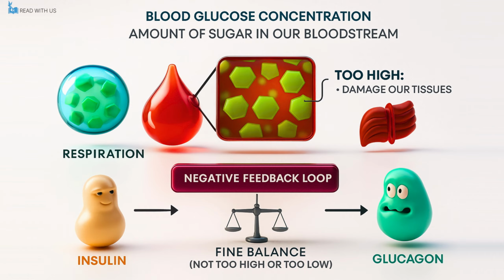Now, when we say blood glucose concentration, we are simply referring to the amount of sugar or glucose that is circulating in our bloodstream at any given time. Our cells need a constant and reliable supply of glucose in order to carry out respiration, which is the process that releases energy to keep us alive. However, if the level of glucose in our blood becomes too high, it can start to harm tissues and organs, which is why it is so important to keep this level within a healthy range, not too high and not too low.